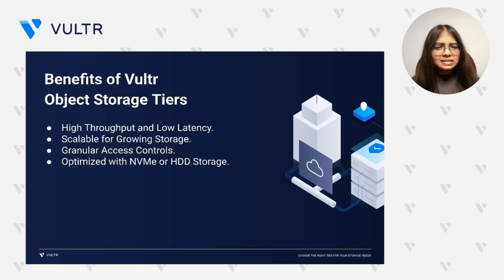Let's look at what these tiers bring to the table. You get high throughput and low latency, especially in the Performance and Accelerated tiers. You can scale as your data grows without worrying about provisioning the capacity in advance. There are granular access controls to manage secure data sharing and isolation. And depending on your needs, the tiers are optimized with NVMe or HDD to balance performance and cost.